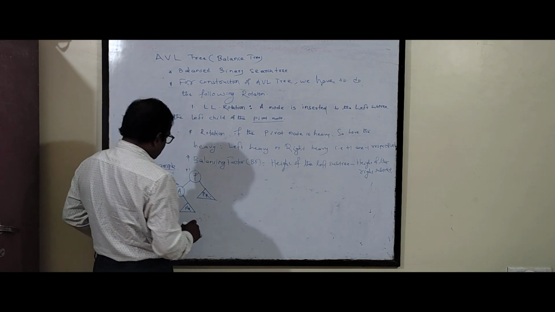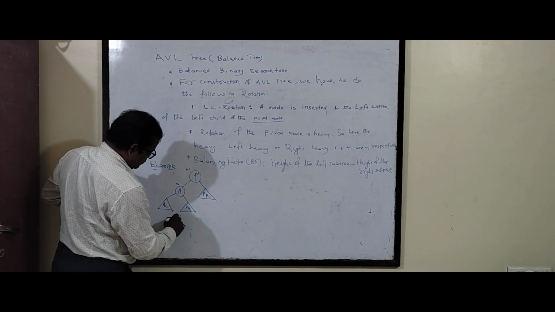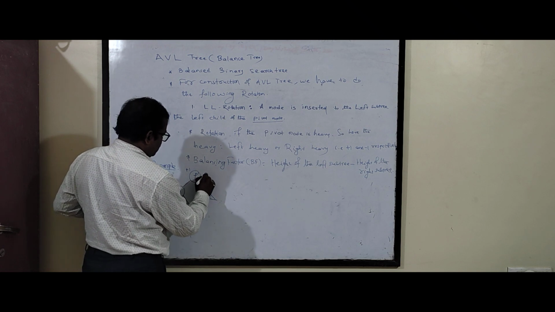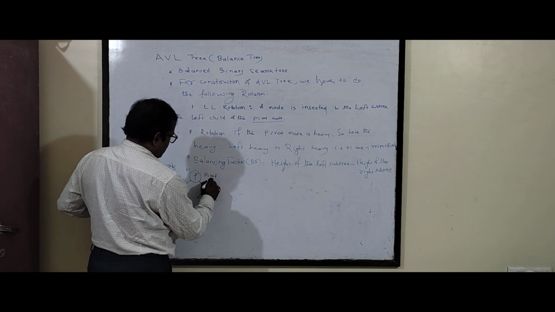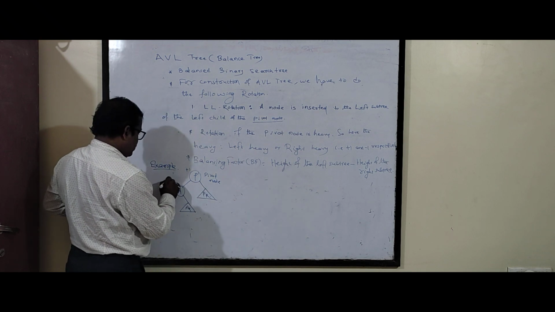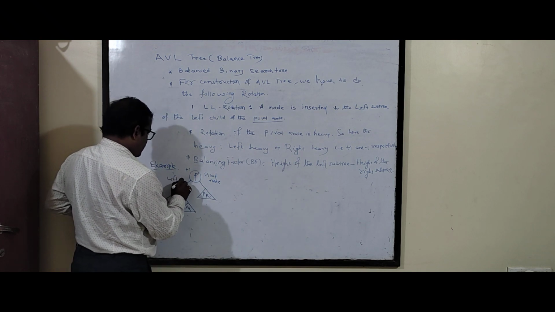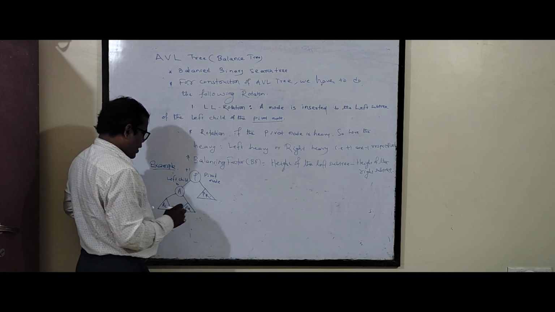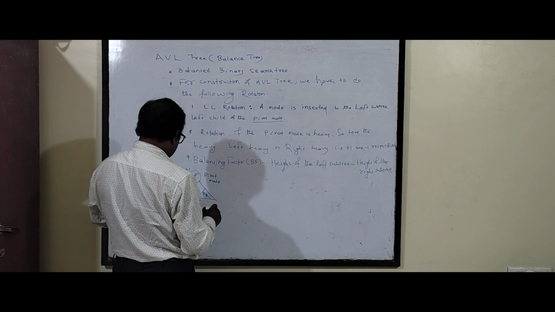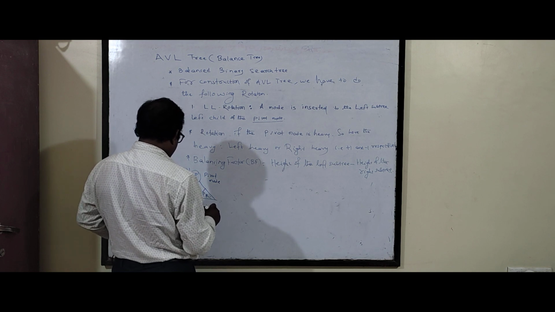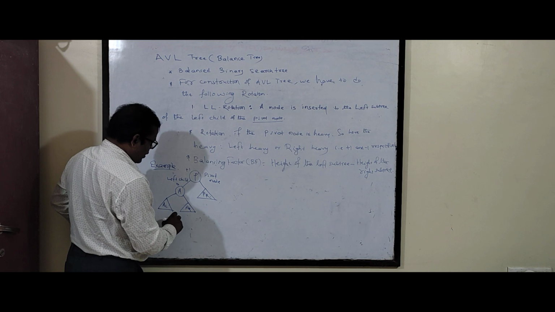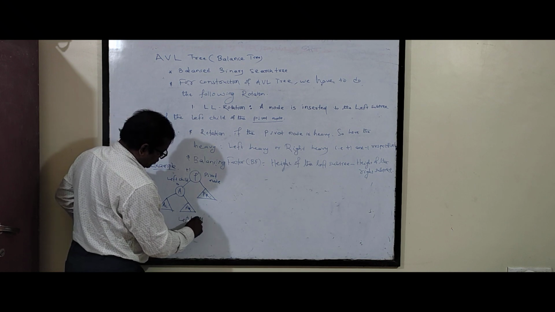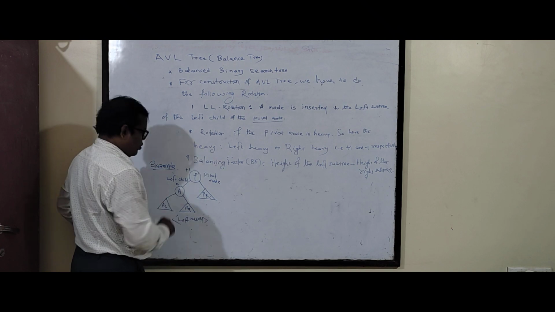Now, this is called the left heavy concept. This is called the pivot node, and this is called the left child. This is the left heavy concept here. Right, this is essential for us to know, the example we are talking about.